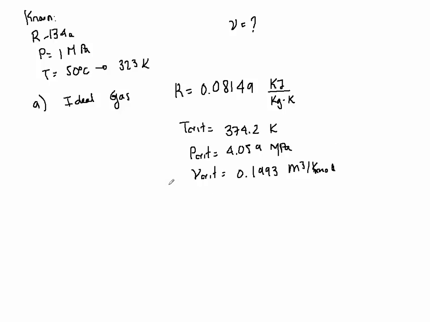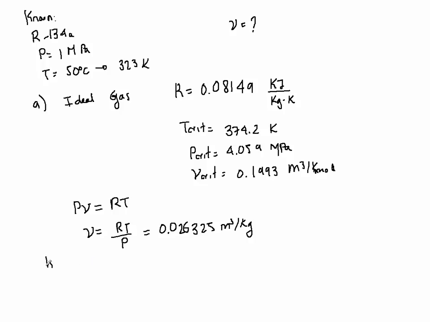Okay, from the ideal gas, we know that PV is equal to RT. If we solve for V, it's simply RT divided by P. We take the values that we have at the top, and that gives us that the specific volume is equal to 26325 meter cube per kilogram. So this is the solution that we're going to have for the ideal gas.